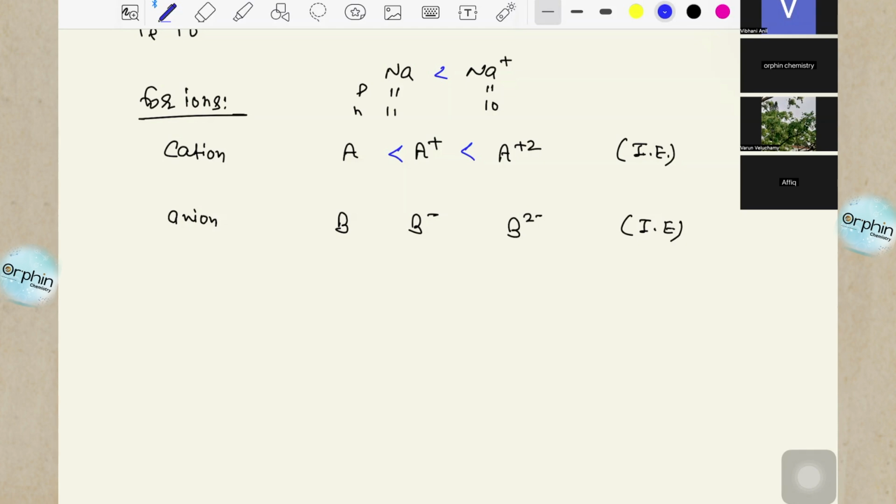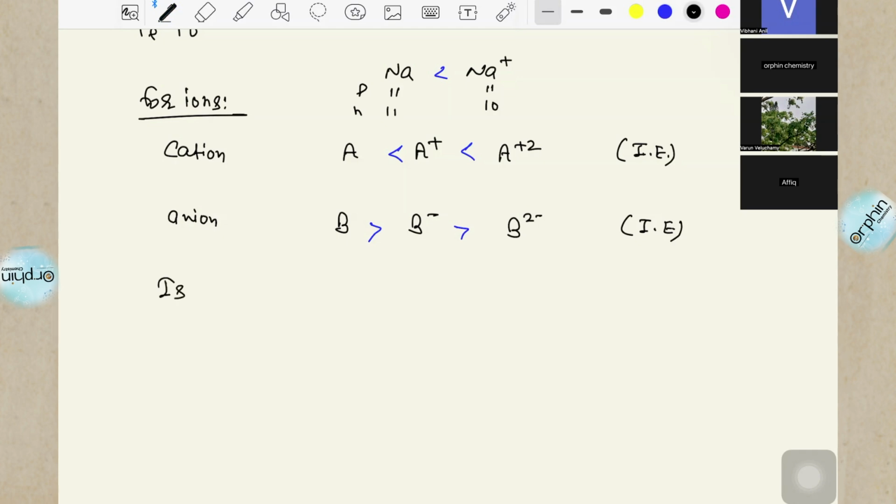Yes, sir. Okay, B minus and B2 minus. So in this case, B2 minus is having more electrons. Protons are the same, but electrons are increased. So the hold is becoming lesser. So electron removal becomes easy. So the order will be like that.